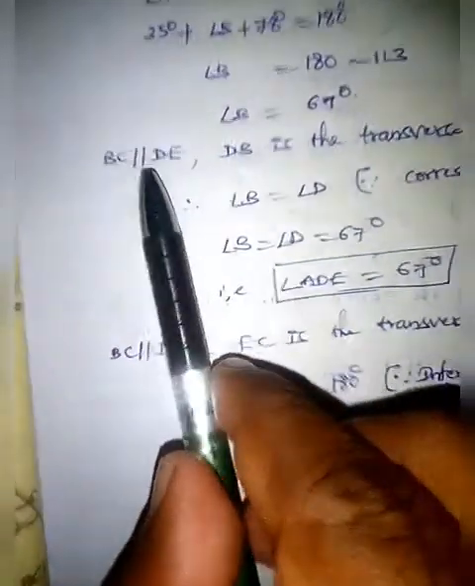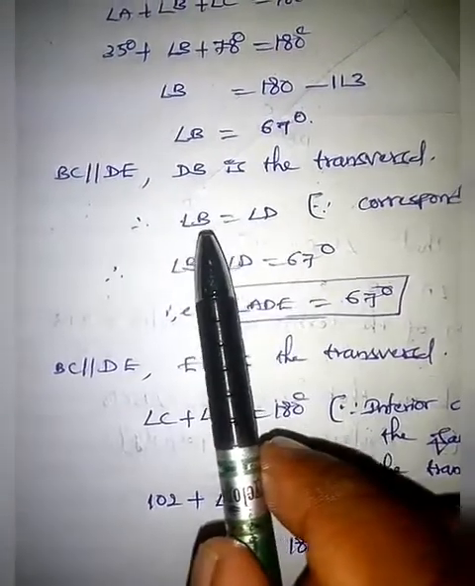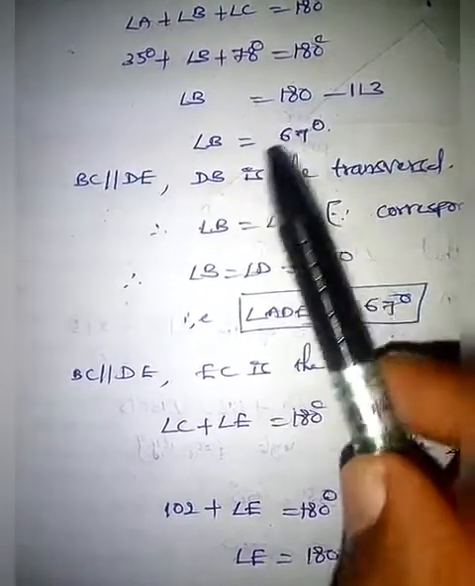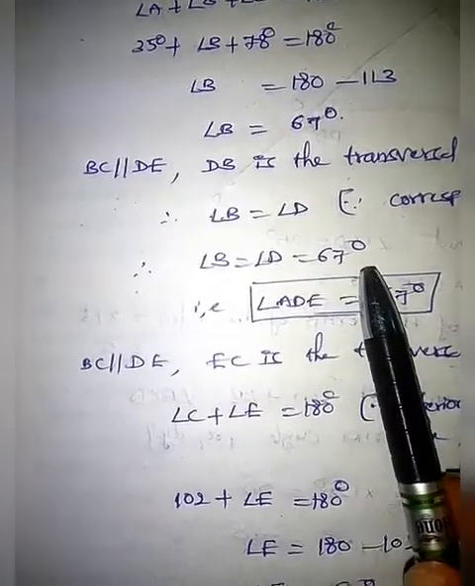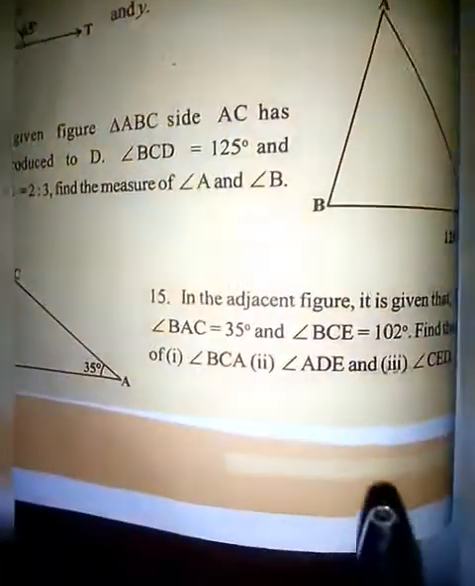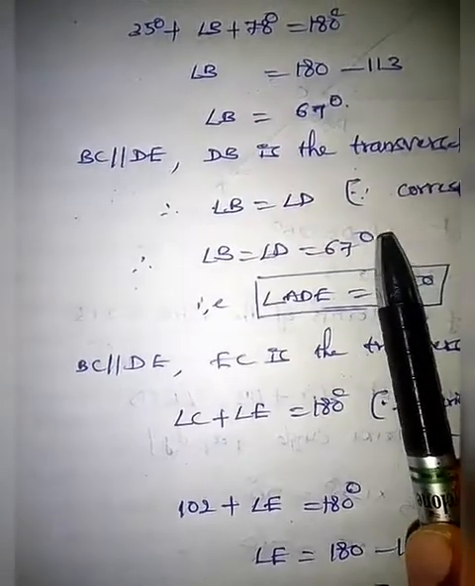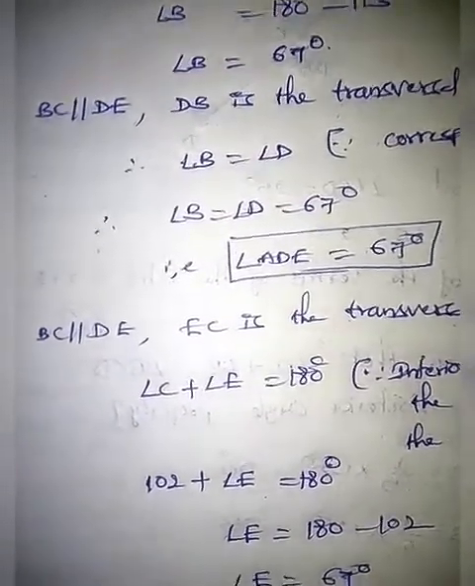So I wrote this information here. BC is parallel to DE and DB is the transversal. That's why angle B equals angle D, but angle B equals 67, which we just found. That's why angle B equals angle D equals 67 degrees. So here we need angle ADE. We are going to find angle ADE and we found angle D equals 67. That's why you can write angle ADE equals 67 degrees.